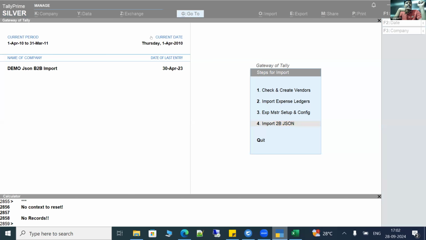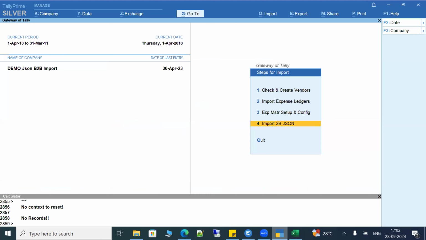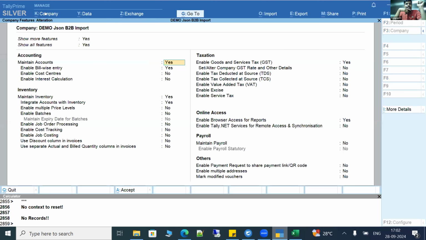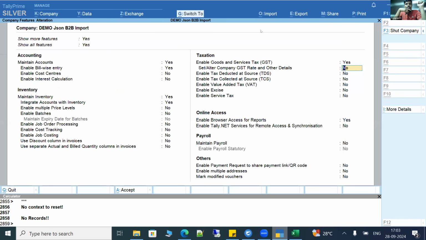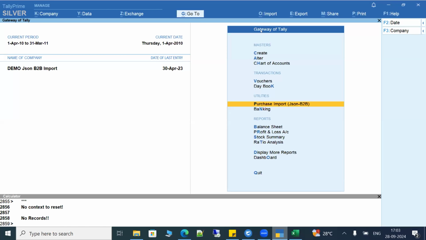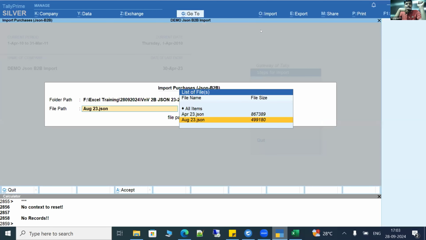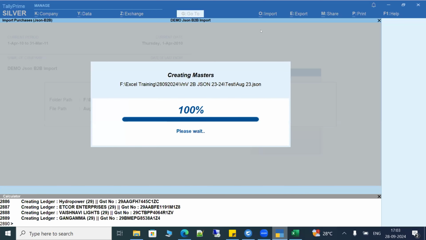So now go back to the company. Features, F11. Yes. Shall I import? Earlier 1,400 vouchers were there, right? Correct. I think another 1,000 vouchers will get added.